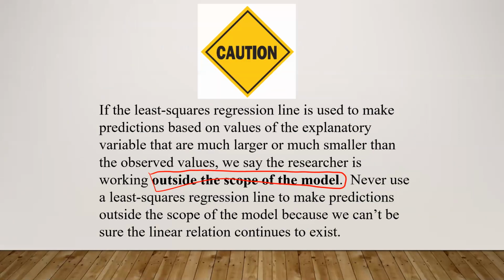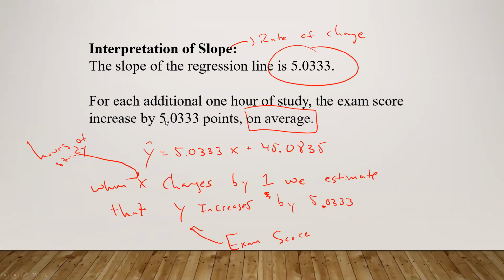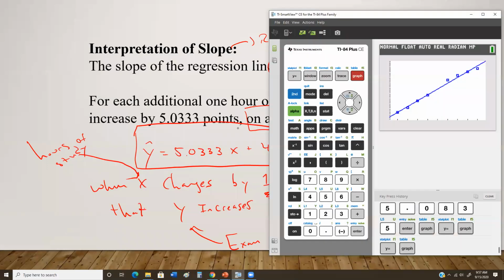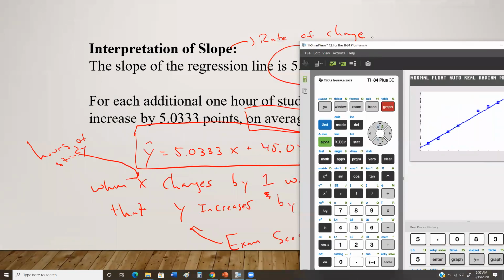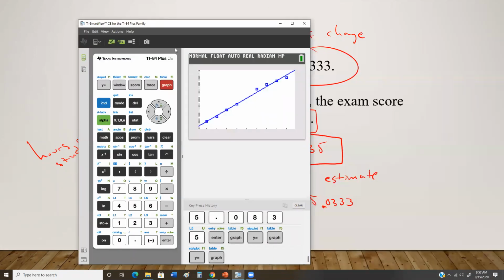All right, so let's see. Here was our regression equation. Just like with everything in this class, when we can use technology, we're going to. So go back to your graphing calculator. Remember, the slope was 5.033 and the y-intercept was 45.0835. Well, good news. Your graphing calculator will actually do this for you. So you don't ever have to do this by hand again.